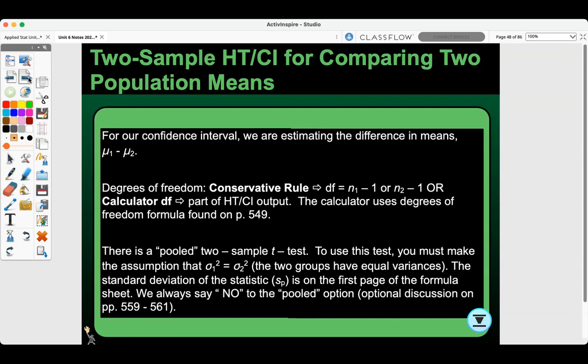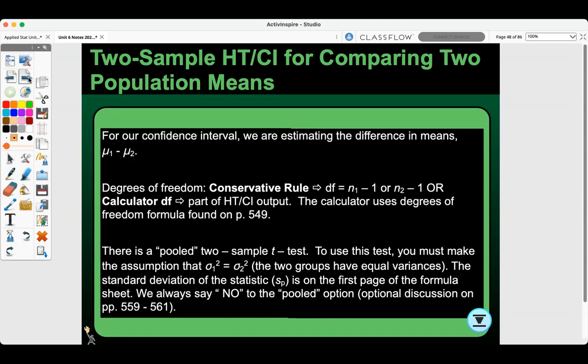For the degrees of freedom, we use the conservative rule. The degrees of freedom equals n1 minus 1 or n2 minus 1, whichever is smaller, or the calculator degrees of freedom, part of the hypothesis test or confidence interval output. The calculator uses the degrees of freedom formula found on page 549 of your textbook.